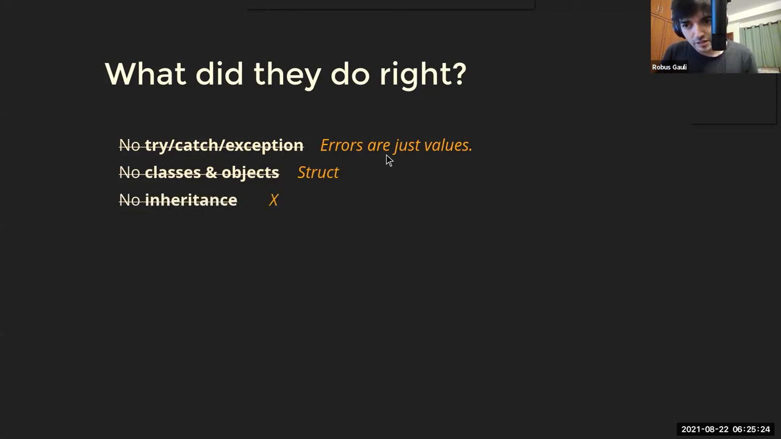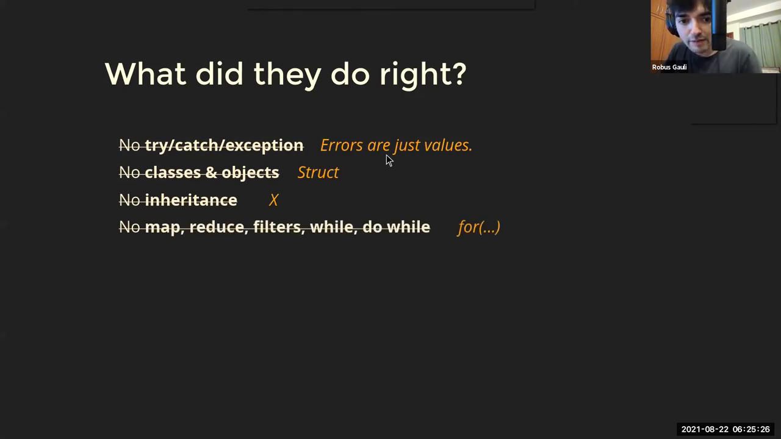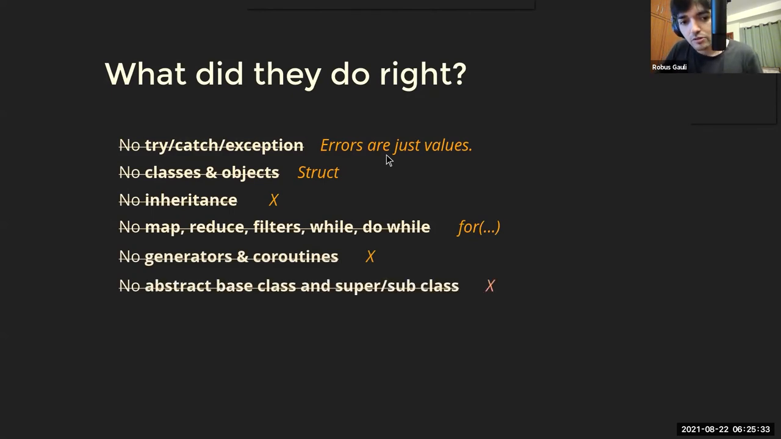And it does not have inheritance, or map, filter, reduce, while, do-while loops, but just the for loop, right? Or generators and coroutines. It does not have that. No abstract base classes, no macros and templates. But instead of macros, templates, or those kinds of inheritance features, it does have one single feature, which is interface, right? Just a single feature.